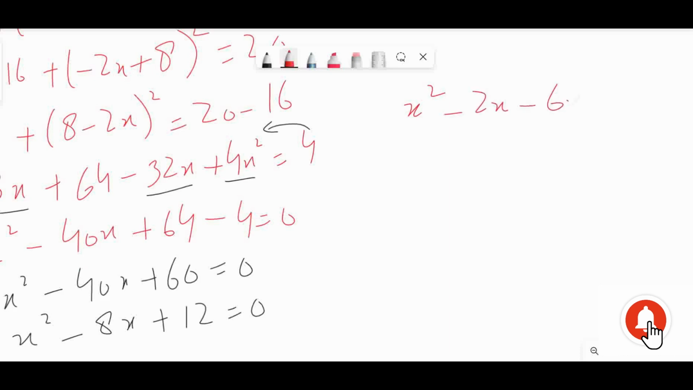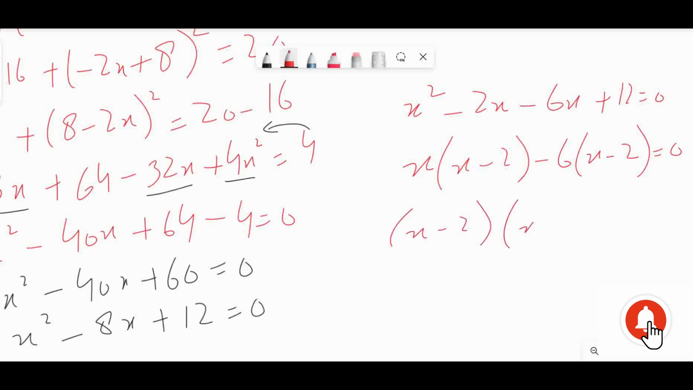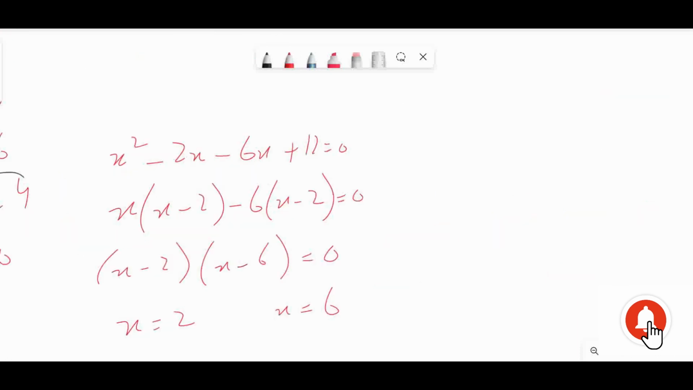minus 6x plus 12 is equal to 0, and now we can take x as common, so x minus 2 minus 6, then here this will be x minus 2 is equal to 0. Now from here we can take x minus 2 as common, so x minus 6 is equal to 0, and this will become x equal to 2, and from here x will be equal to 6.